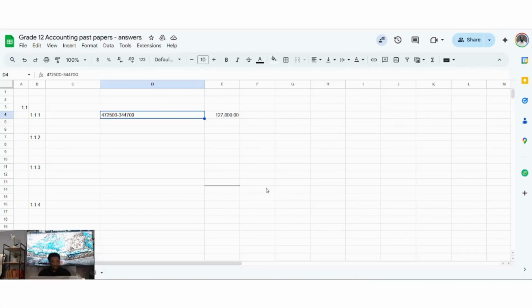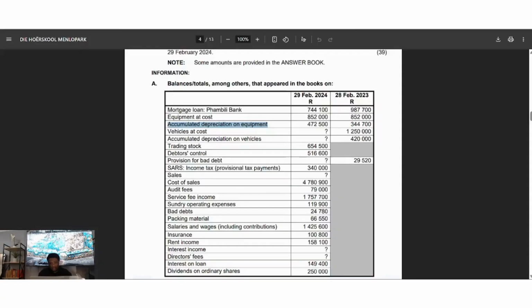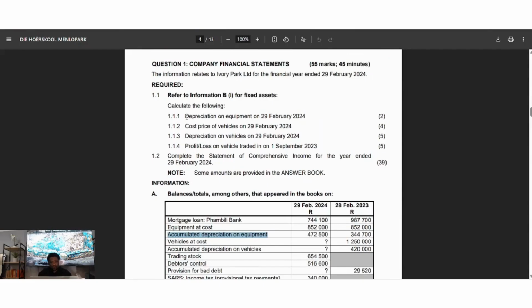All right, moving on. The question that follows, what does it say? Let's go to the questions. We need to calculate the cost price of vehicles on the 29th of February 2024. Key thing, the 29th of February 2024 is obviously the end of the year, and if you look here, for vehicles at cost, we have a question mark at the end of the year. So let's look at some of the information that we're given and see if we're able to work out what these vehicles would be worth at the end of the year.